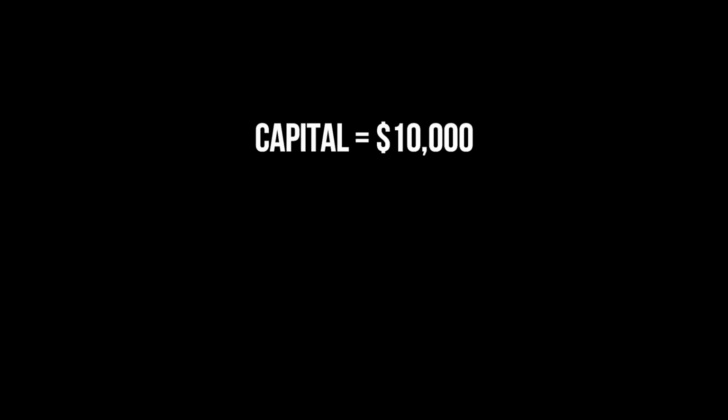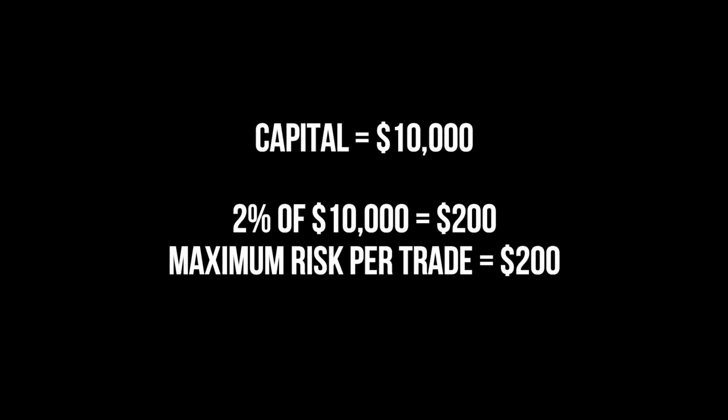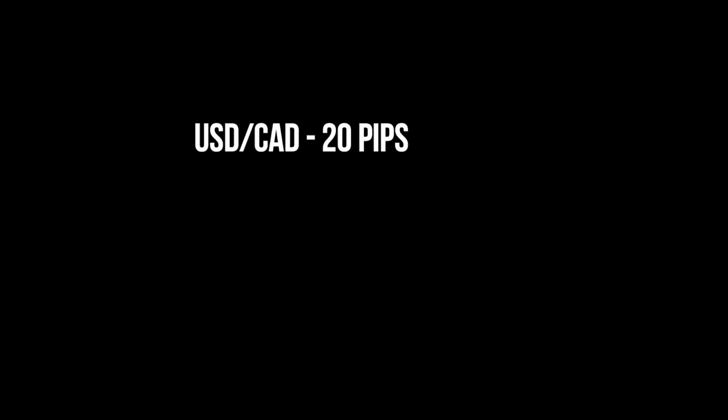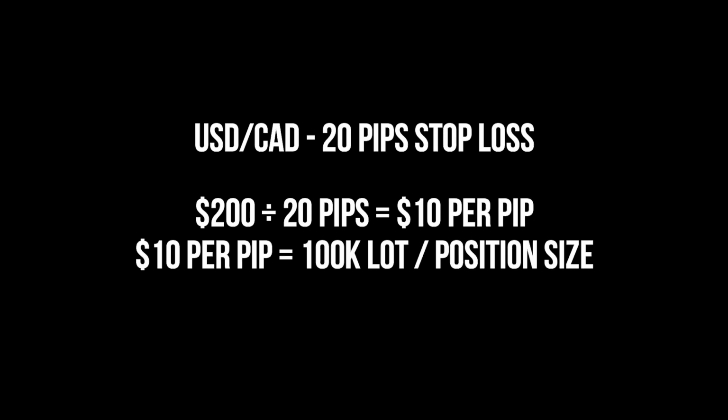Let's imagine my starting capital for the day is $10,000, and I am willing to risk on each trade 2%. So 2% of $10,000 is $200 per trade. The US dollar CAD trade that I just showed you had a stop of 20 pips, so each pip should be $200 divided by 20 pips. So each pip is worth $10. If we think of this as our lot size or position size, then this is 100K, which is approximately $10 per pip.